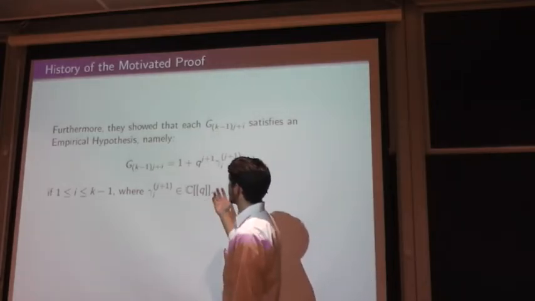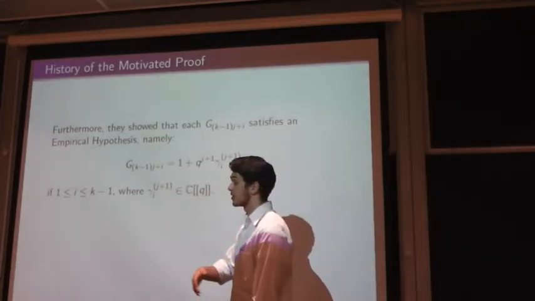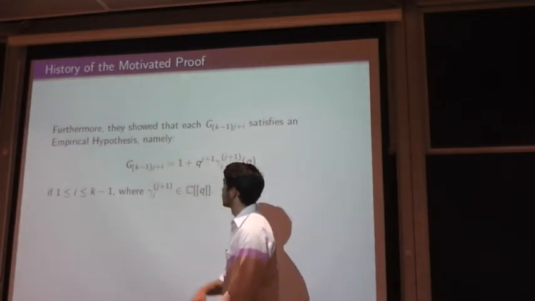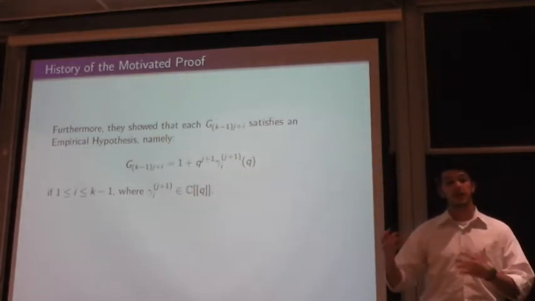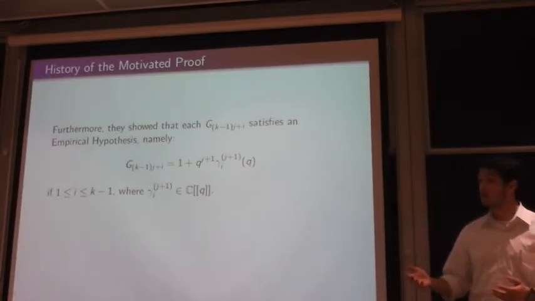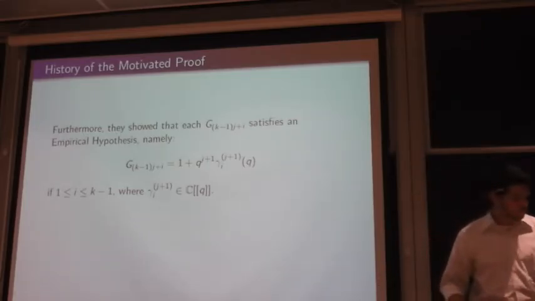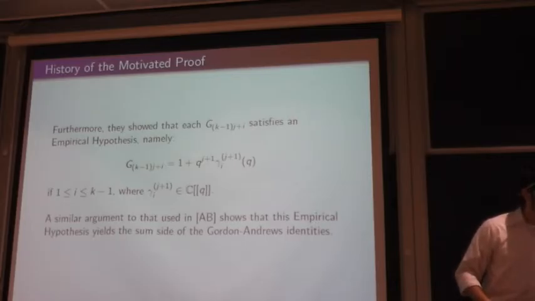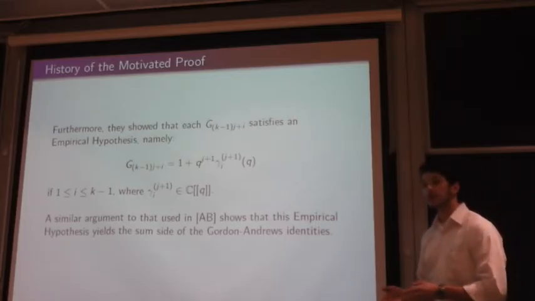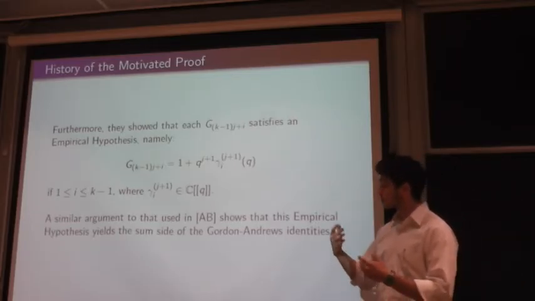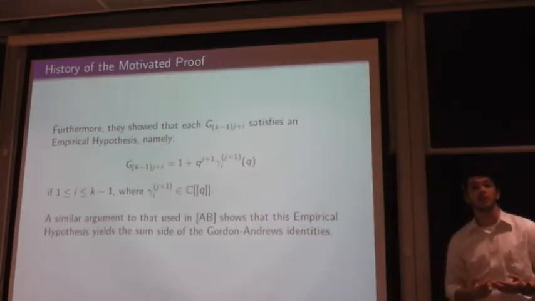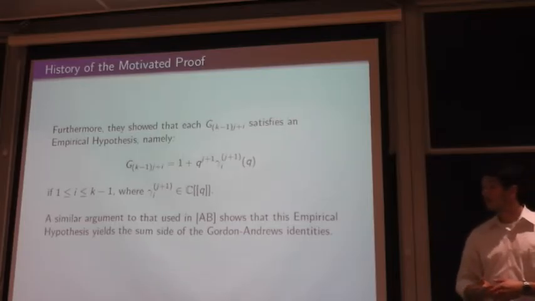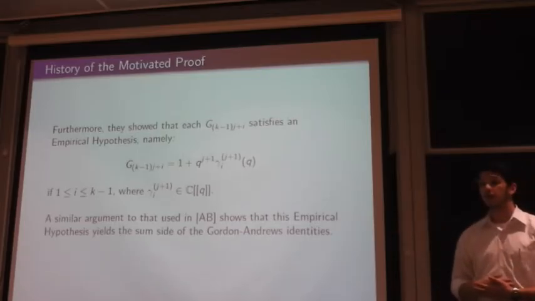And again, you can see the similarities to the previous empirical hypothesis. There are just some alterations in the exponents. Basically, now we start with 1 plus Q to a different power times another form of power series. And the proof was very similar in that they took the limit as this thing approached infinity, and they saw that a similar thing fell out, which indicated that the sum side was then recovered.